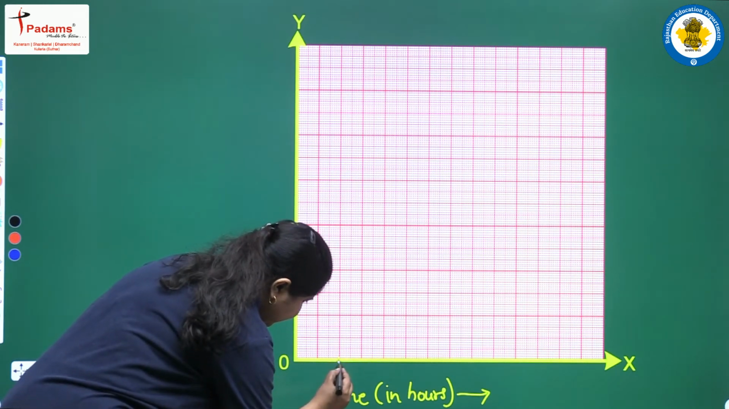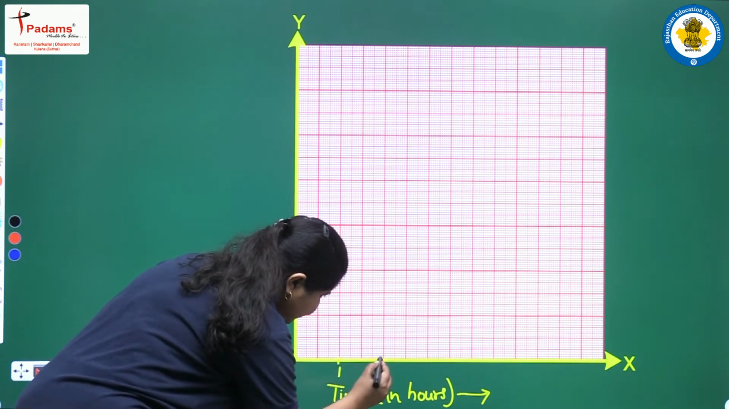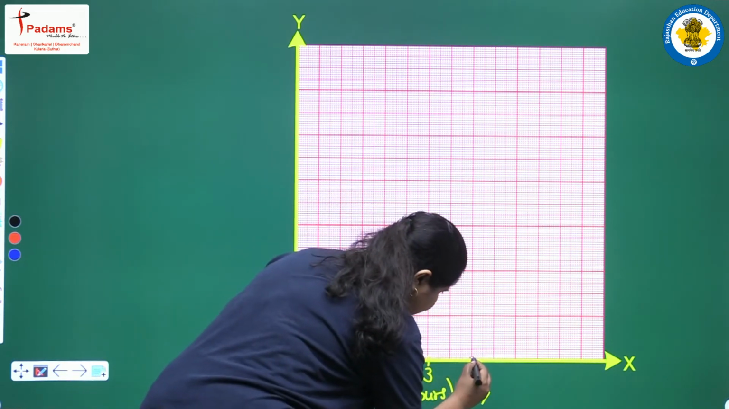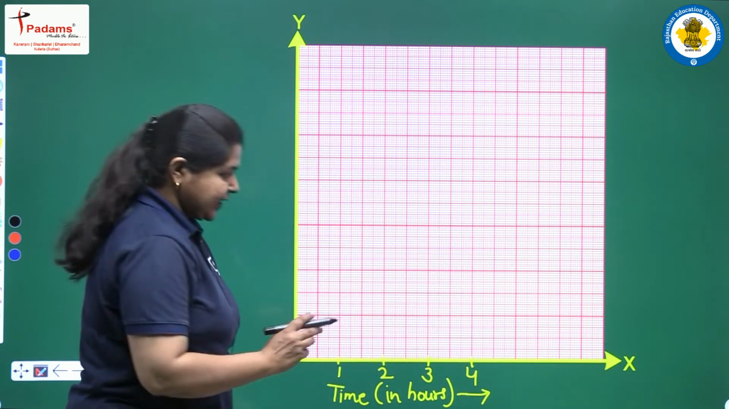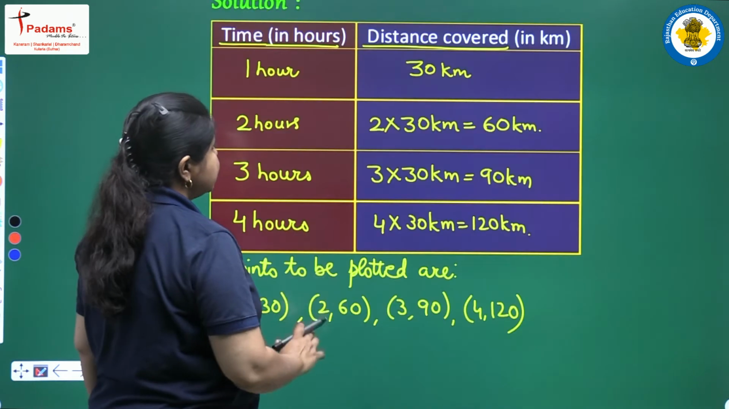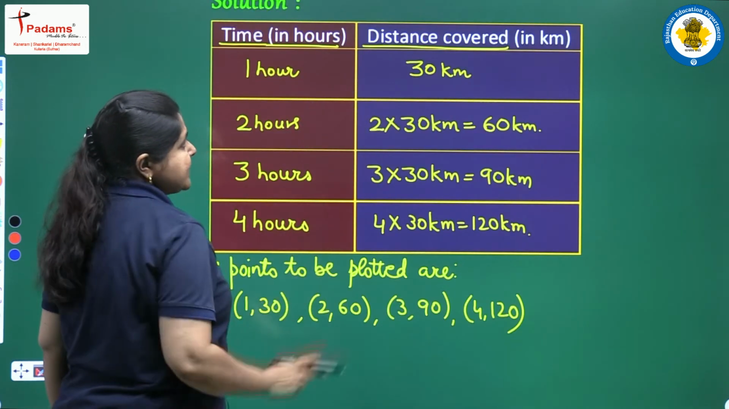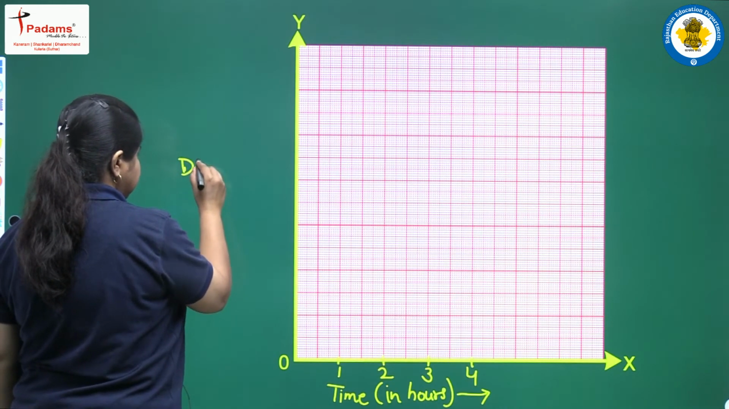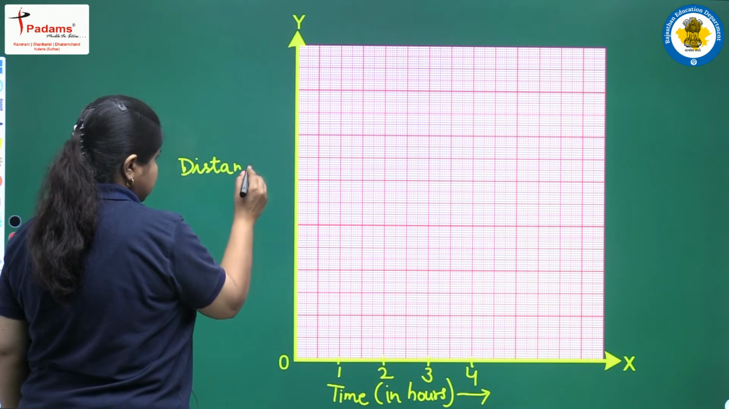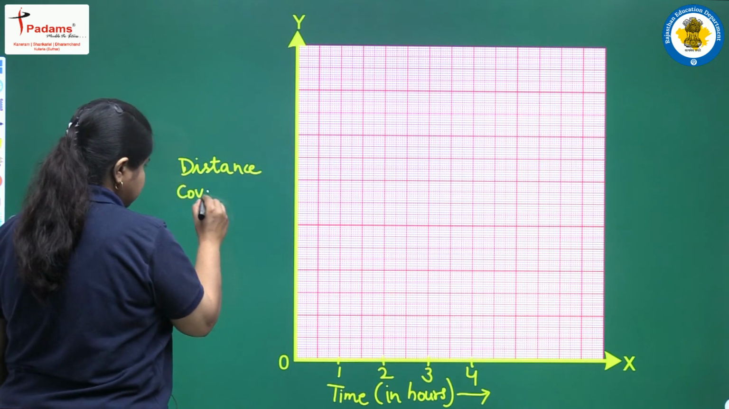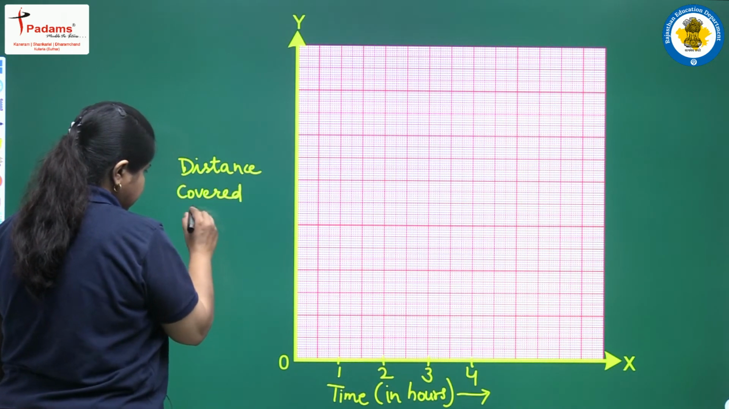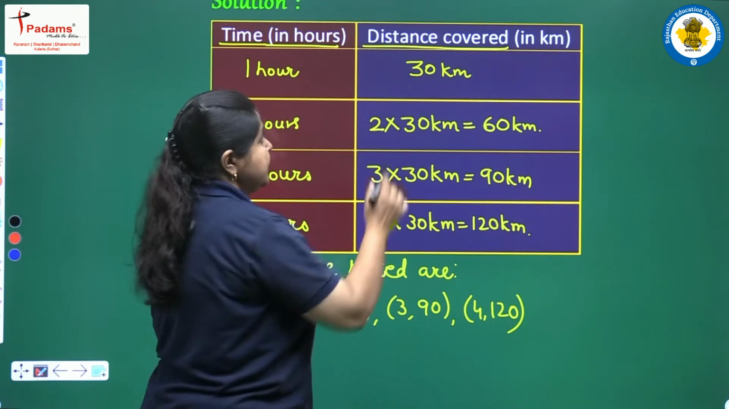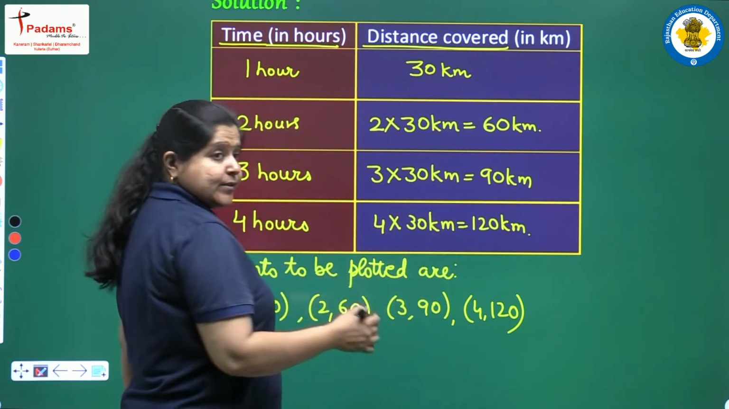तो यहाँ पर हम ले रहे हैं 1 hour. After 2 units, we will be taking 2 hours. Again after 2 units, 3 hours. Then after 2 units, we have 4 hours. तो ये मार्क कर दिए हमने hours. अब हम यहाँ पर y axis पर लेंगे distance covered in kilometers. Here we write distance covered in kilometers. Okay. Now here we see that the difference between these successive values is constant.